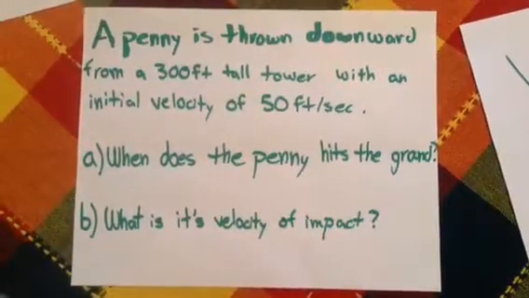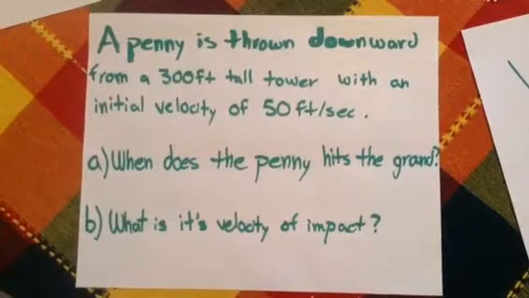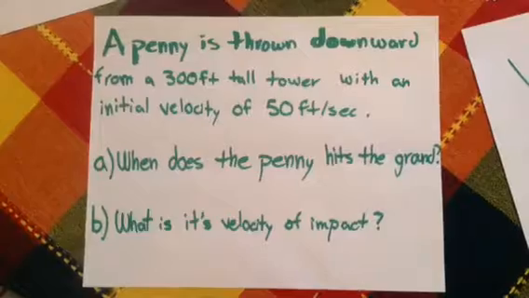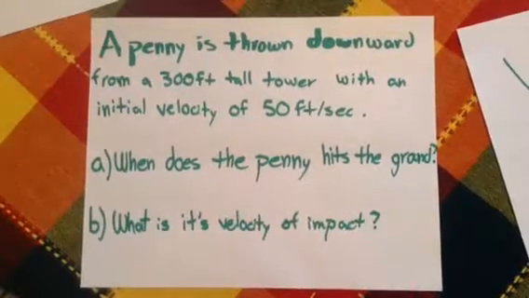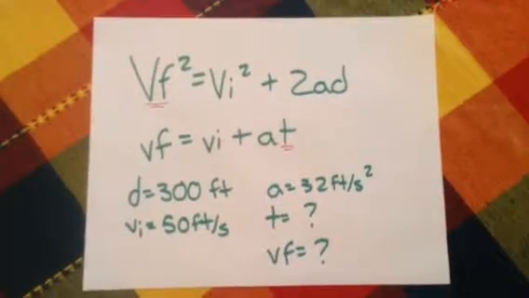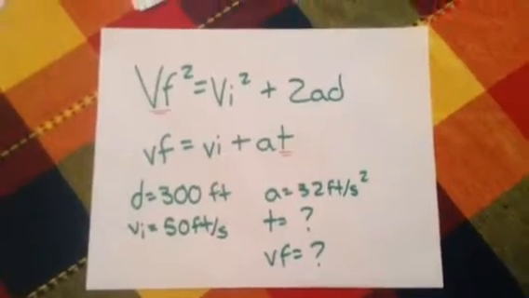A penny is thrown downward from a 300 feet tall tower with an initial velocity of 50 feet per second. When does the penny hit the ground, and what is its velocity of impact? In order to complete the problem, we're going to have to use the kinematic formulas.